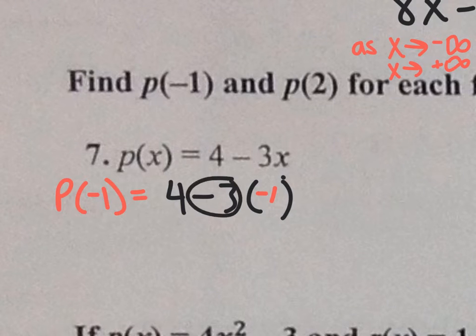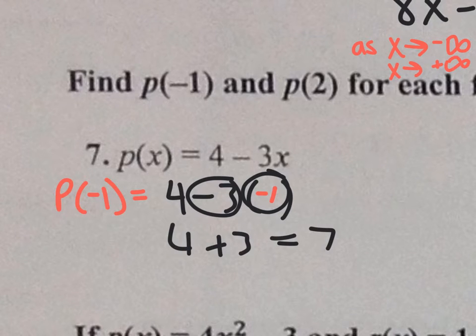What is negative 3 times negative 1? That's positive 3. So 4 plus 3 equals 7. So that's the first answer. P of negative 1 equals 7. Now you're going to go back and do a totally separate problem.